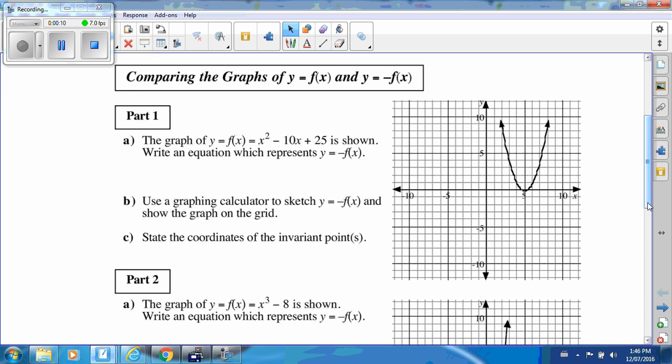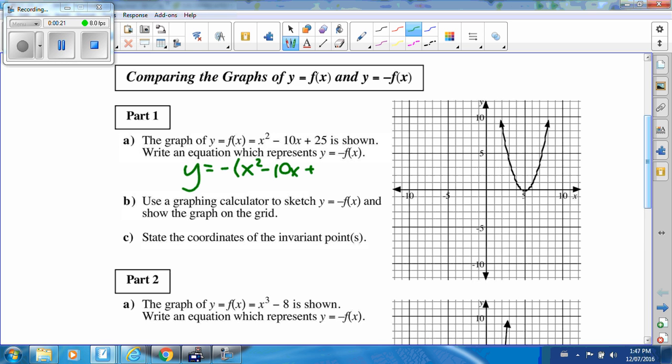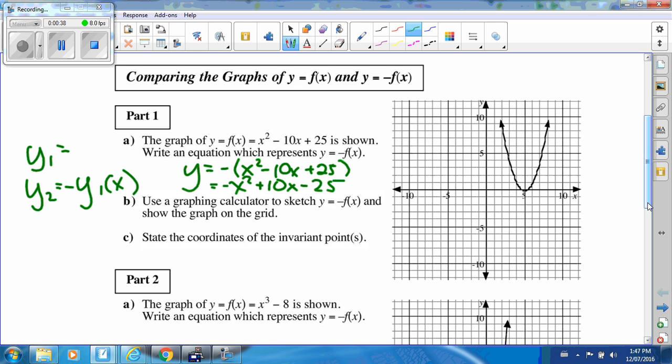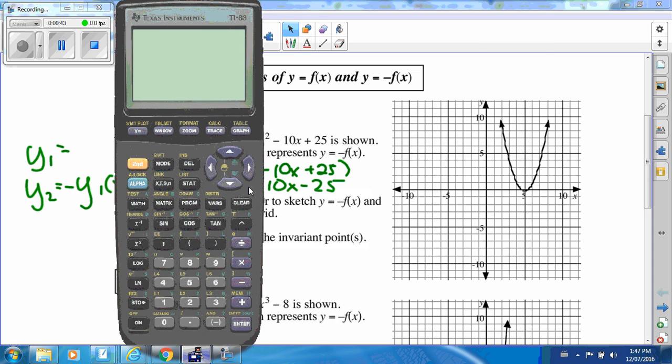To start off with, you can think about this negative f at x as being this negative x squared minus 10x plus 25, and then distribute it through. But we don't actually need to do that. We could just go y1 is all of that stuff, and y2 equals negative y1 at x. And then that will work out for those pieces. I'm just going to show you what that would look like in here.